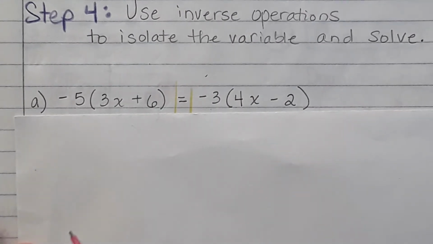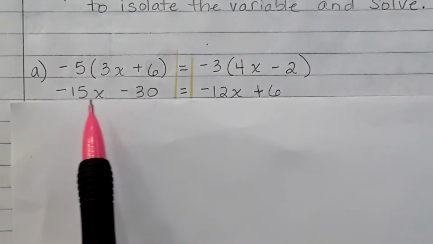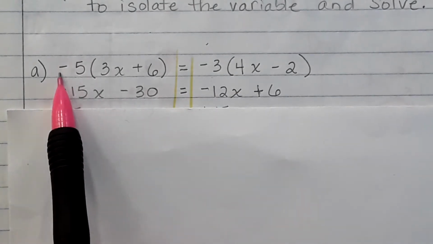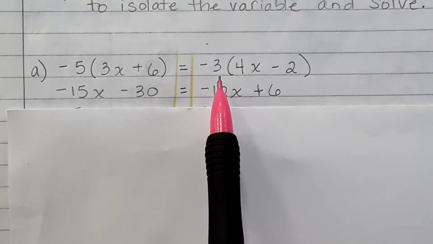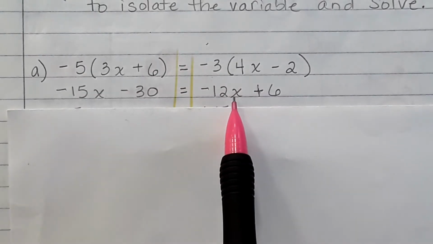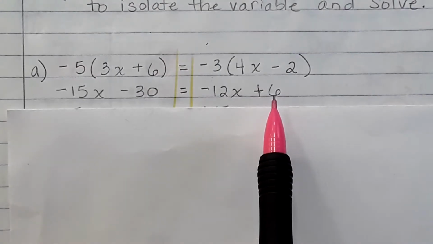The first thing I'm going to do is step 1 to distribute. Distributing the negative 5 times 3x is negative 15x. Negative 5 times positive 6 is negative 30. On the right, negative 3 times 4x is negative 12x, and negative 3 times negative 2 is a positive 6.